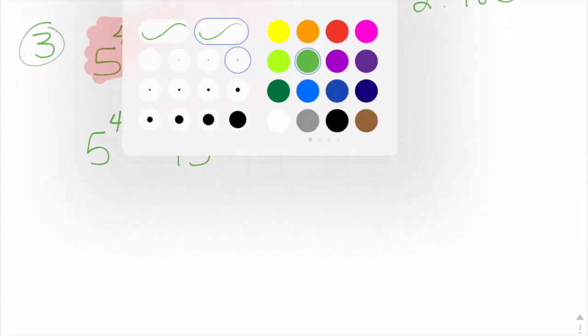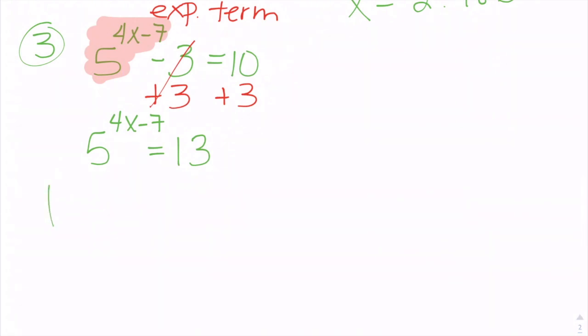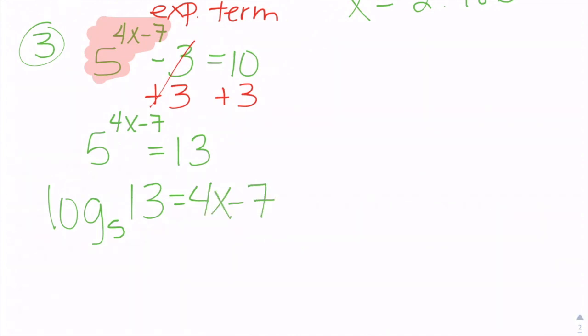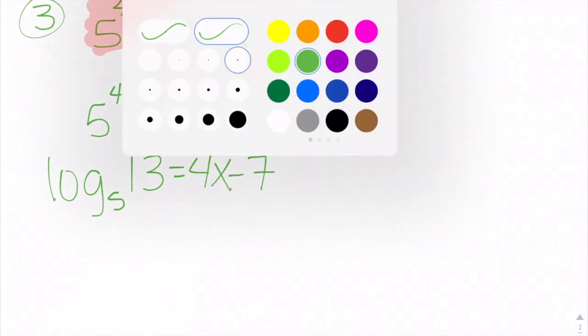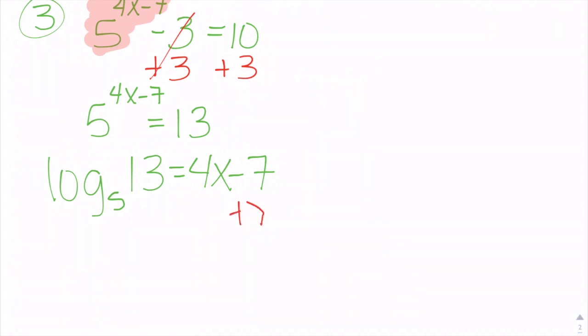Now we're going to convert this into logarithmic form. So we're going to get log base 5 of 13 equals 4x minus 7. And now we solve for x. So we're going to add 7 to each side.